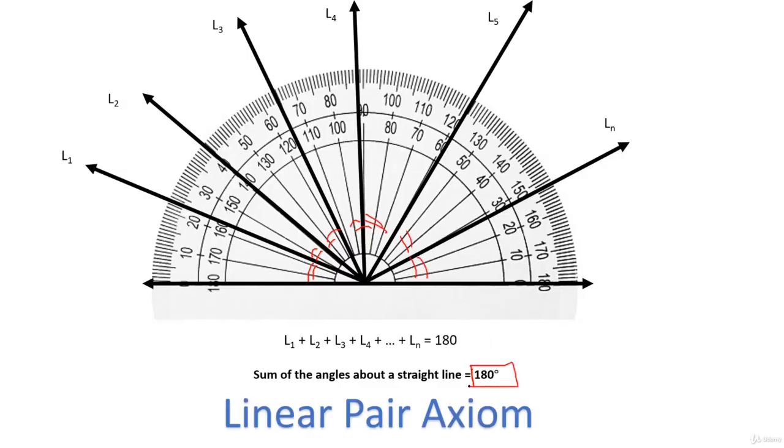This is called the linear pair axiom. Across a straight line, you draw any lines you like. I have drawn L1 to Ln here in general. The angles formed by these lines I have denoted as L1, then L2, then L3, likewise. All these angles will basically add up to give you 180 degrees.